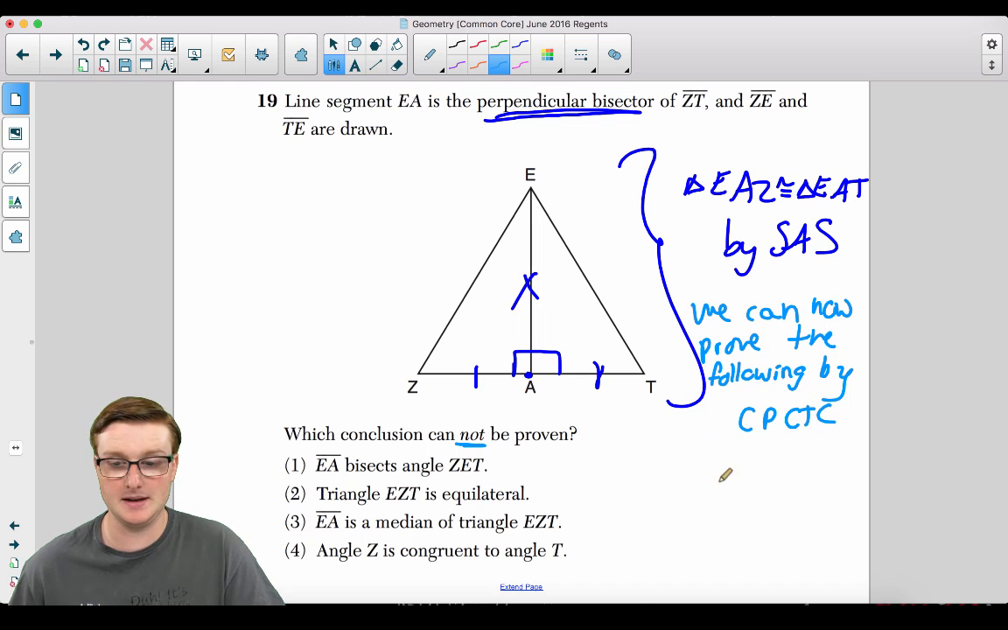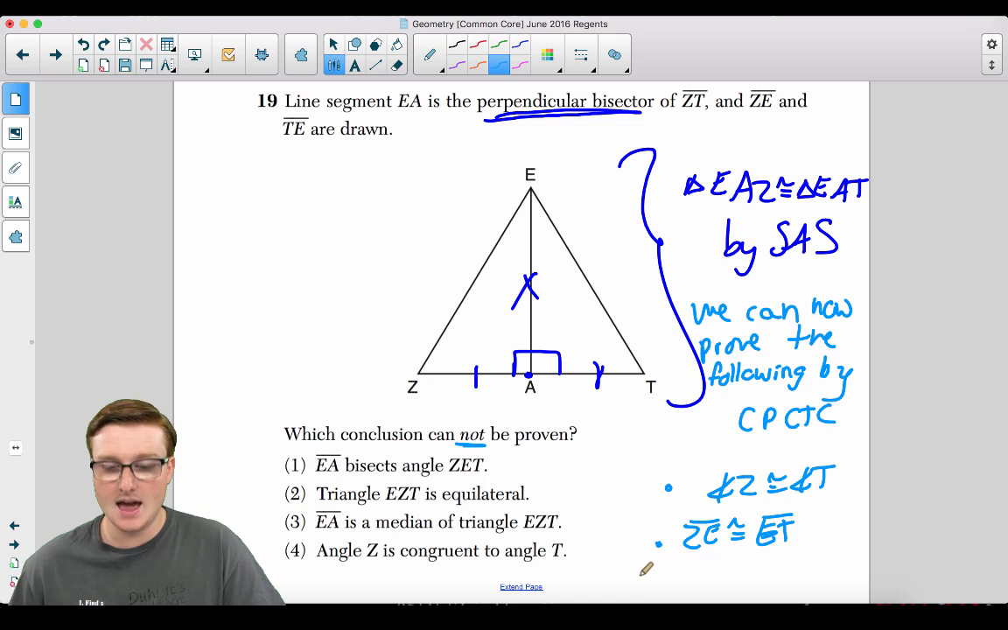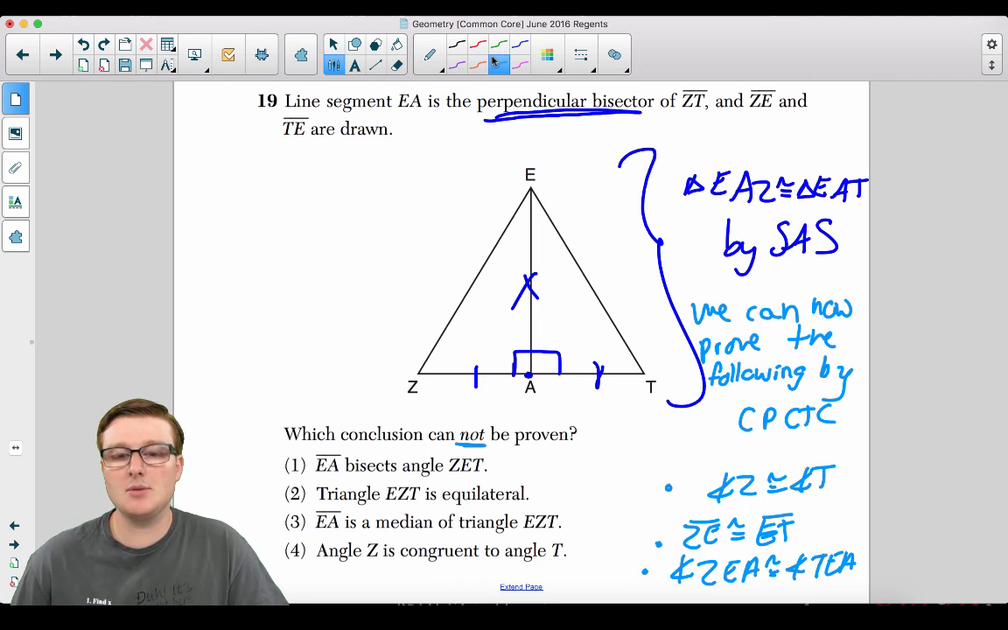By CPCTC, we could conclude that angle Z is congruent to angle T. We could conclude that ZE is congruent to ET. And we could also conclude that angle ZEA is congruent to angle TEA. So I'm going to label all these things.